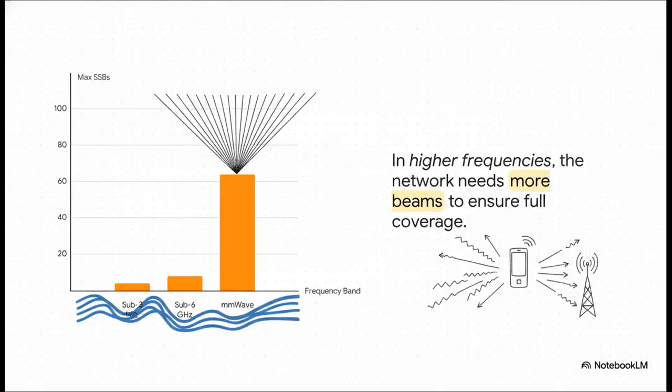And what's fascinating here is the scale of it all. In the lower frequencies, where signals travel much farther, you only need a handful of beams. But look at millimeter wave. Because those signals are so narrow and directional, the network can sweep up to 64 different beams in a single burst just to make sure it provides full coverage.